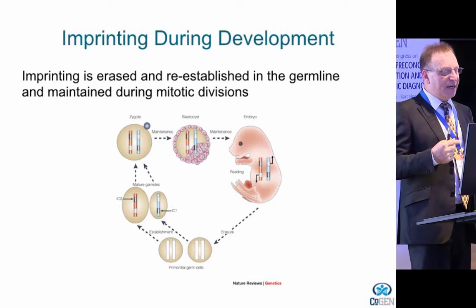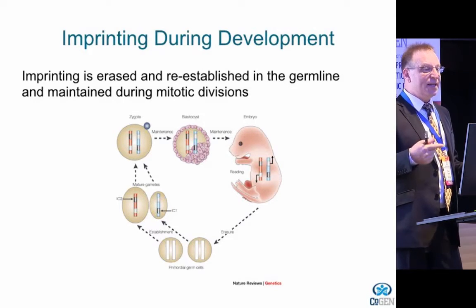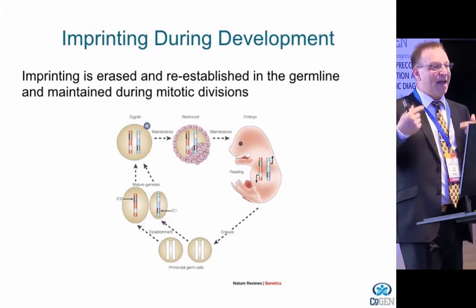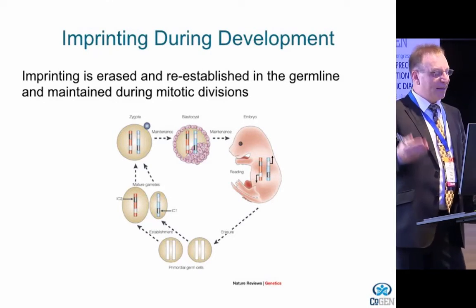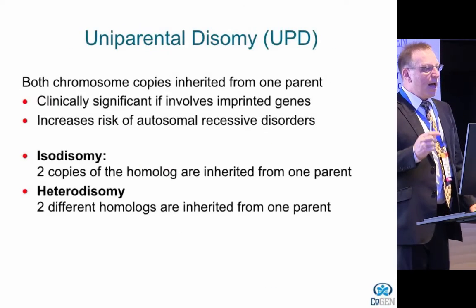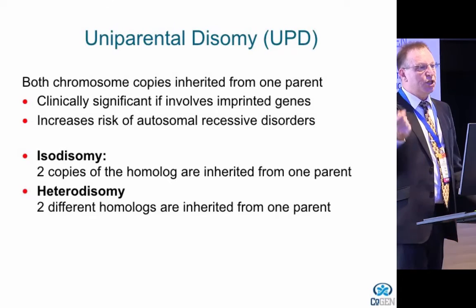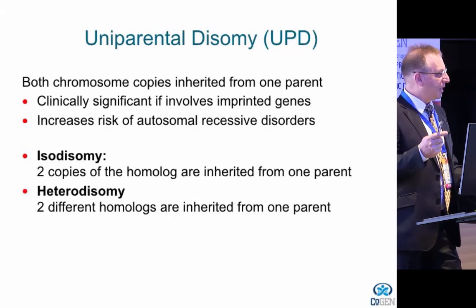And the imprinting is erased. So the parent of origin imprint is erased in the germline and then reestablished in the embryo, and then is maintained during mitotic division. So that's an important concept. This leads to the next issue, which is called uniparental disomy. This gets a little more complicated.